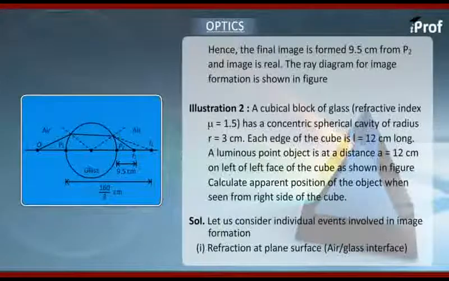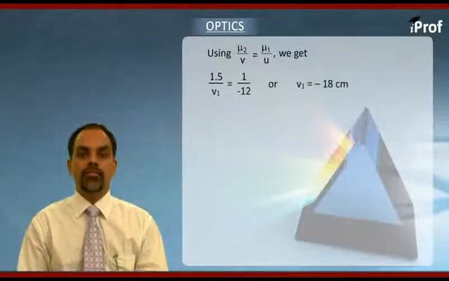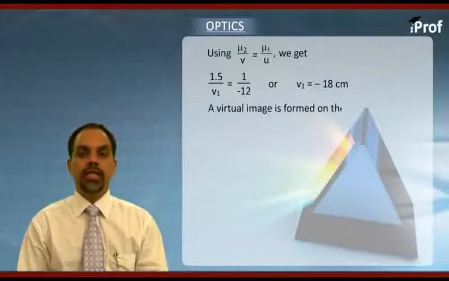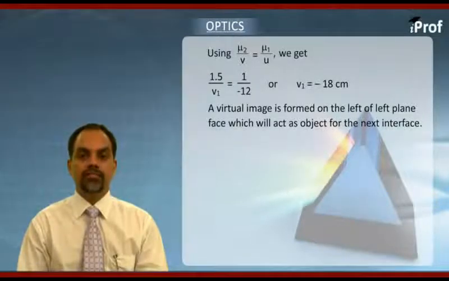Now if I consider the first event, the rays are going from rarer to denser medium, and it's a refraction from plane surface. So we know it, when rays are traveling from rarer to denser medium, we need to multiply the object distance by refractive index of denser medium with respect to rarer medium. This on multiplication gives me 18 centimeter as the distance of first image from plane refracting surface.